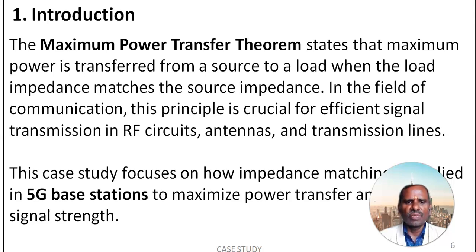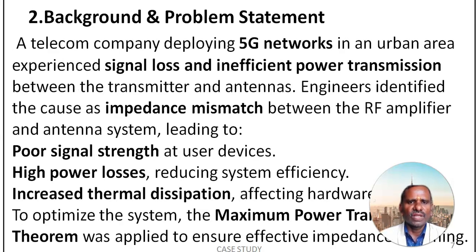In the field of communication, this principle is crucial for efficient signal transmission in RF circuits, antennas and transmission lines. This case study focuses on how impedance matching is applied in a 5G base station to maximize power transfer and improve signal strength. So we go to the background, or the problem statement.